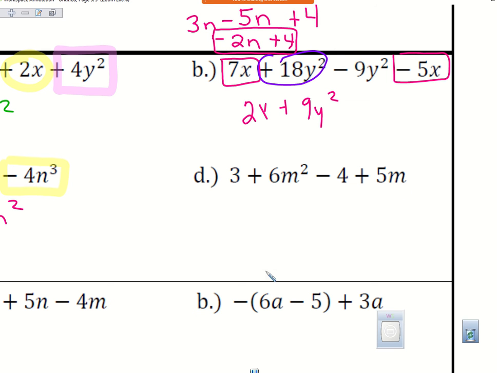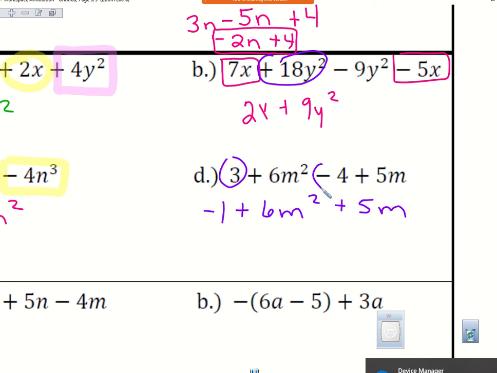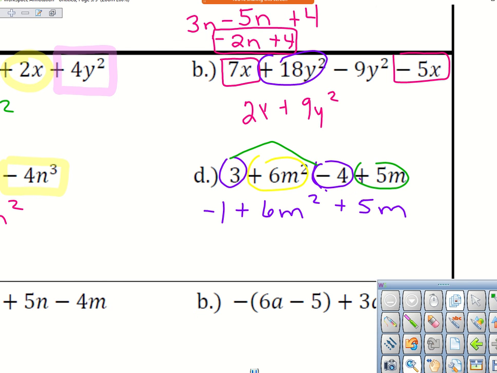Eli, what did you get for letter D? Negative 1 plus 6n squared plus 5n. Good. Now, if you guys heard him or not, he said negative 1 plus 6n squared plus 5n. So the only things that are like terms in letter D are 3 and negative 4. 6n squared is its own term here. Same with positive 5n. So Eli just brought them down with the problem. He only combined the 3 and the negative 4. Good?